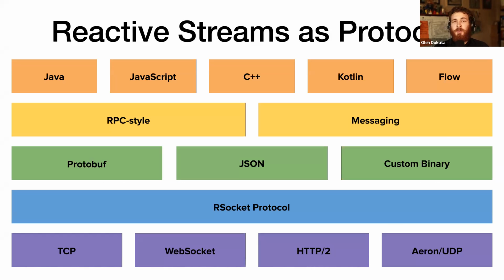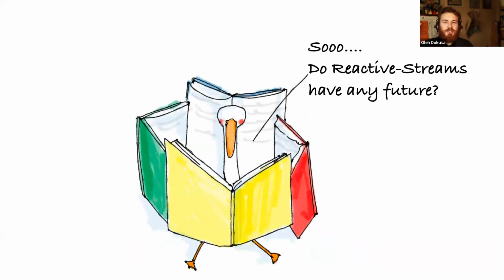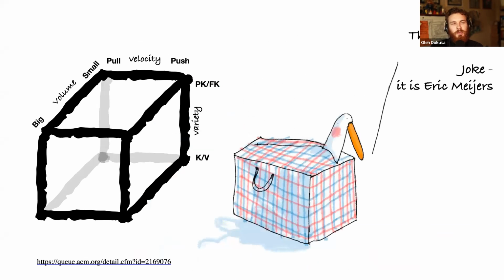And the answer, there is future. First of all, since this is a standard, and secondly, because RSocket is another example of Reactive Streams as a network protocol, which can be expanded even further. This is beautiful. So, any future? The answer is yes. And at the same time, the answer is no.